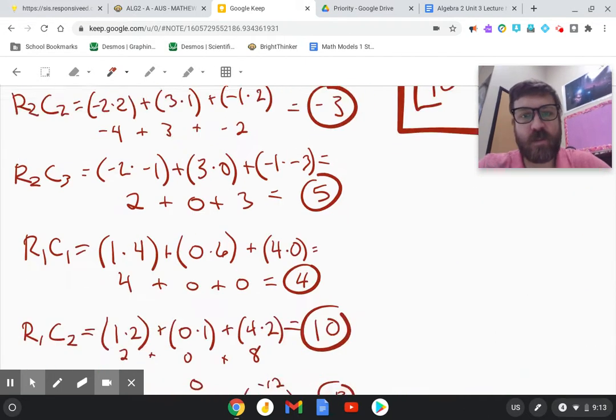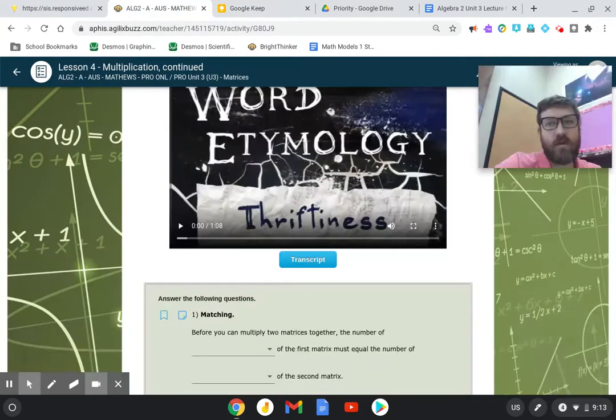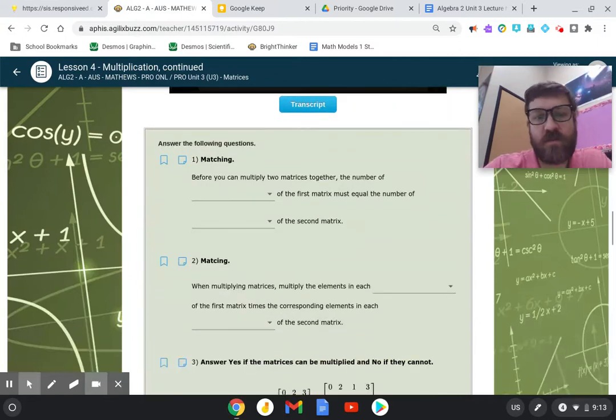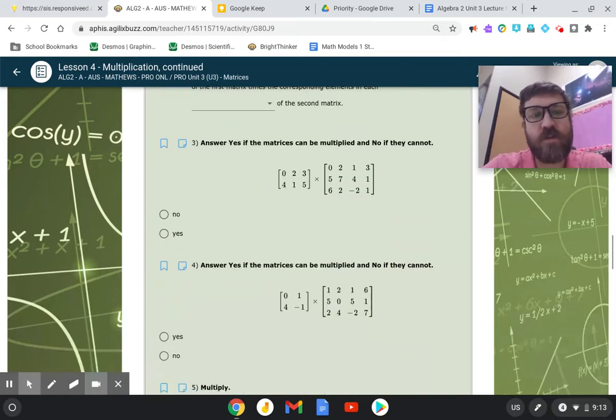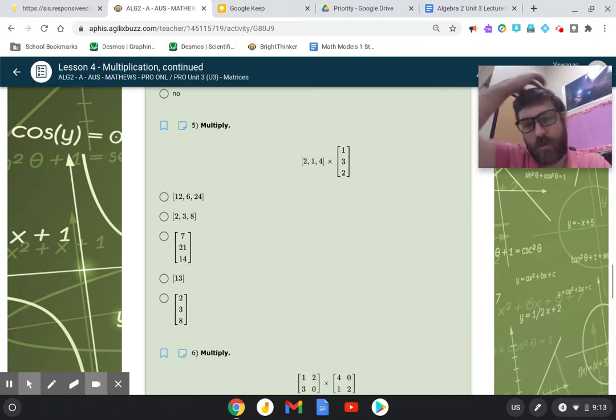All right, so that's a lot of work for one problem, but you'll see the ones in the unit are not quite as difficult. They ask some vocabulary questions, conceptual questions in number 1 and number 2. You just answer here, yes or no, can they be multiplied? So you need to go back to what I said about how to determine if they can be multiplied. Remember, it has something to do with the columns and rows being compatible. Yes or no on 3 and 4. And then number 5, multiply.